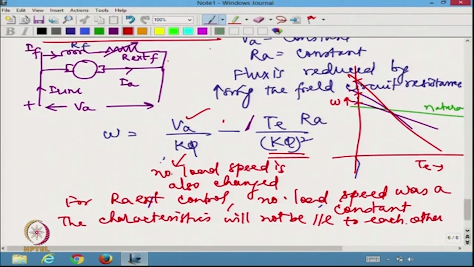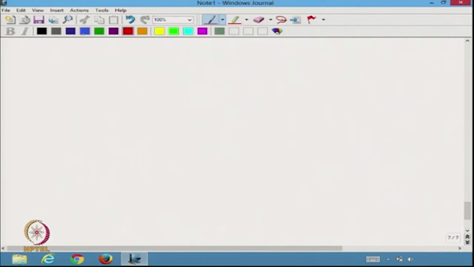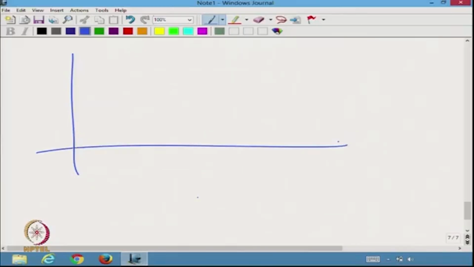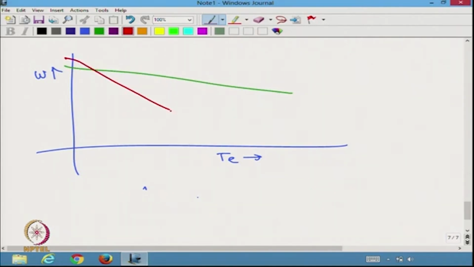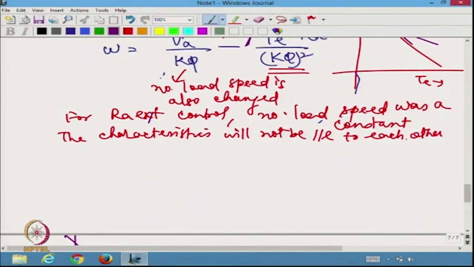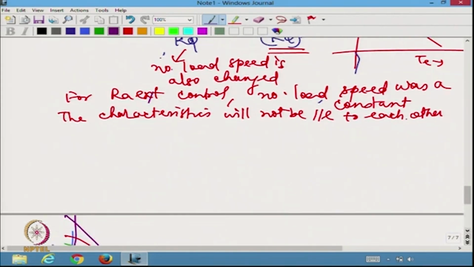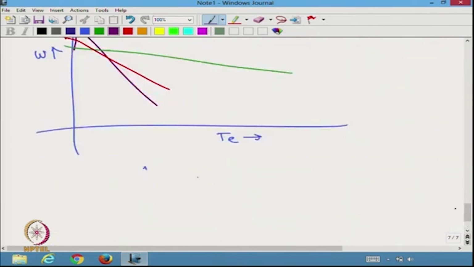So, I would say if I have to show the characteristics, basically I should show it as though this is omega, this is the torque, and the natural characteristics are somewhat like this. Now, for some other reduction in the field, I am going to have somewhat like this, another reduction in the field, I may have another characteristic like this, and so on. So, I will have basically the characteristics somewhat like this for the field flux control.